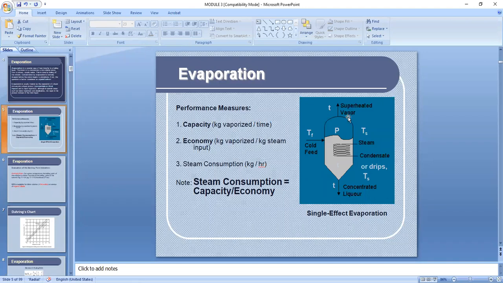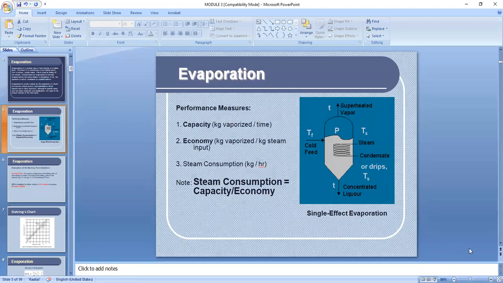Now, what particular thing is being used to concentrate the feed? That is the steam. And once that steam's energy is already used up, it's referred to as spent steam. The term used is the condensate, or in some other reference books, it's referred to as the drips. So you may wonder what the drips are. It's actually your spent steam already converted to liquid. So the energy of that was already transferred to the feed to have it concentrated. So this is how we represent our evaporator.